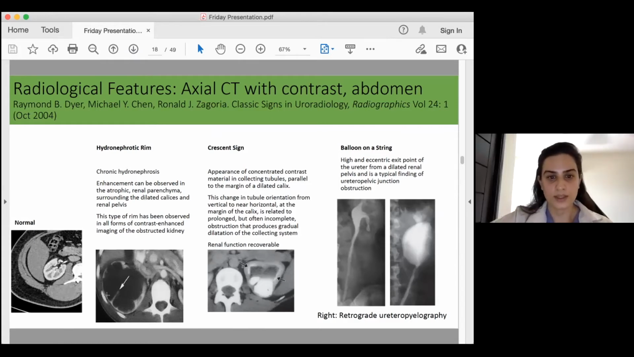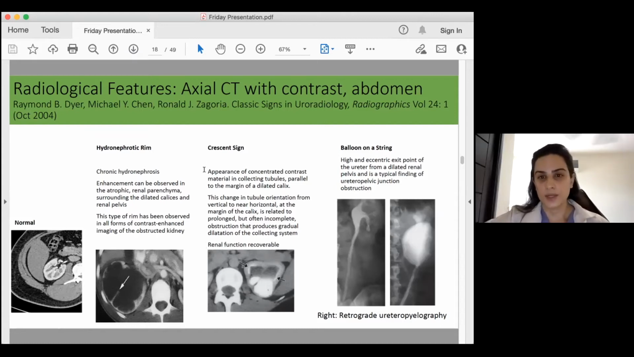So here we can see that this aspect, if we compare it to the normal, is much thinner, basically referring to the atrophy, and that the renal calyces and pelvis are a lot more dilated. Here we can see, with the lower attenuated image, how much blackness, so to speak, we are able to observe as compared to this one over here. So this type of rim has been observed in all forms of contrast enhanced imaging of the obstructed kidney.